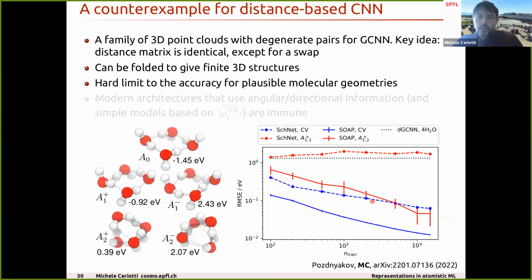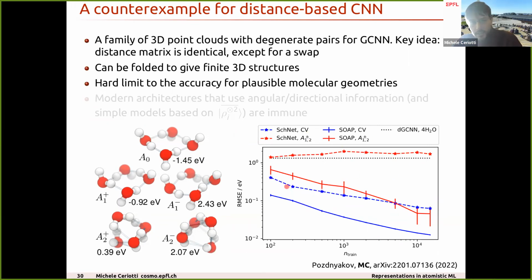the cross-validation error on a train set of more or less randomly generated structures decreases with the train set size, so everything seems to be working fine. But if you try now to make predictions for these pairs of structures, the predictions are bound to be the same because they cannot be discriminated by these first order graph convolution neural networks, which sets a limit to the accuracy that can be reached by this family of models.